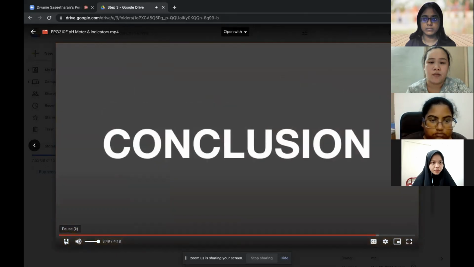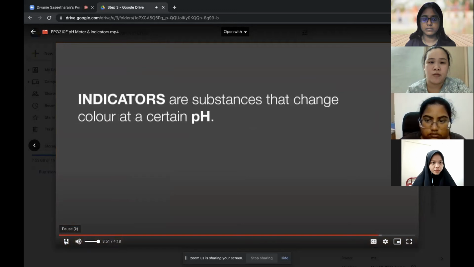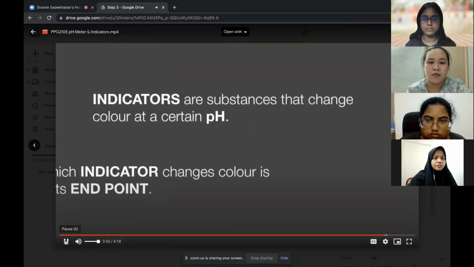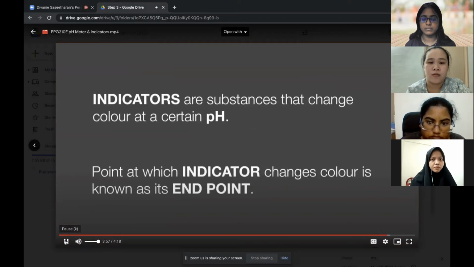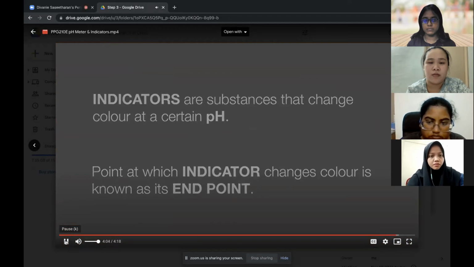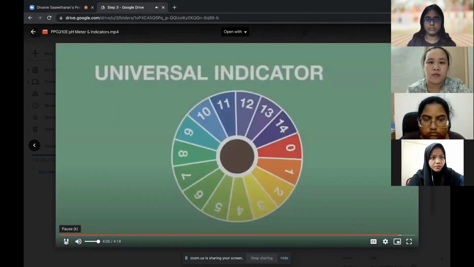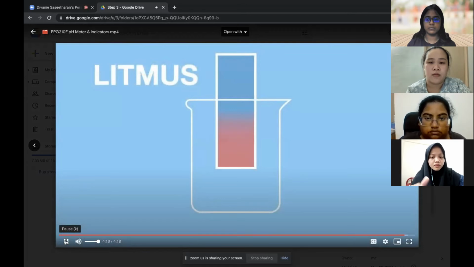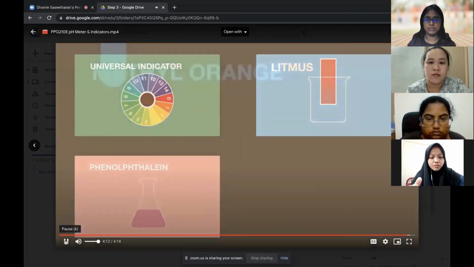In conclusion, indicators are substances that change color at a certain pH. The point at which an indicator changes color is known as its endpoint, which can be at any pH. Common indicators that you will encounter are universal indicator, litmus in the form of litmus paper, phenolphthalein, and methyl orange.